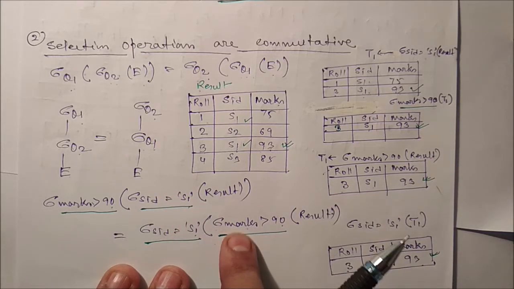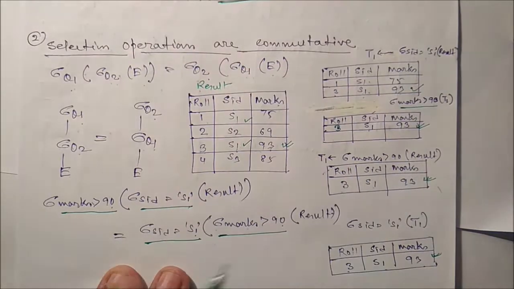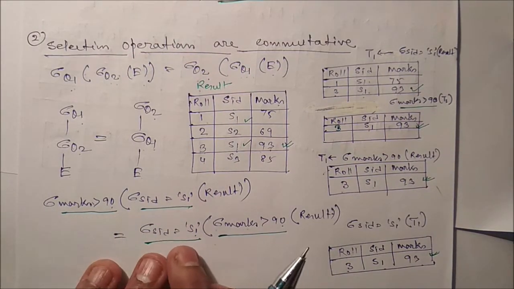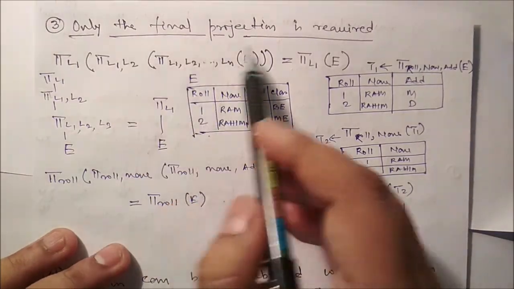Are you getting this one? That means selection operations are commutative. So here it is sigma theta 1 theta 2, here it is theta 2 and theta 1. Next, only the final projection is required.